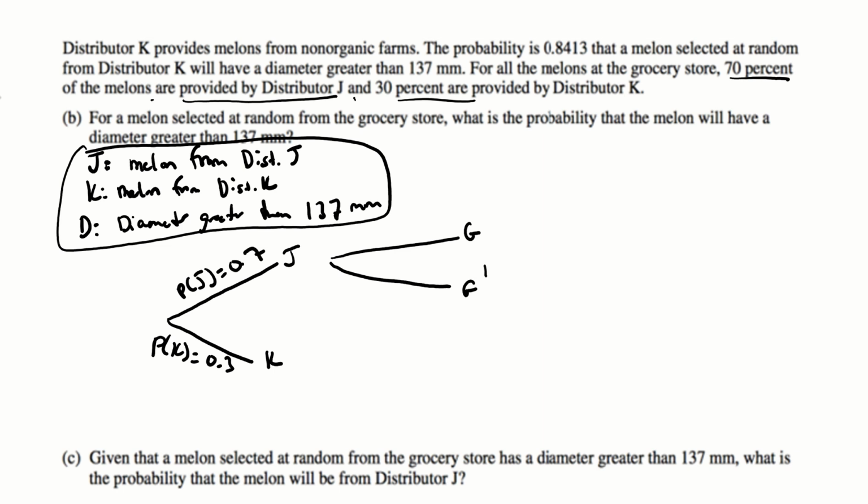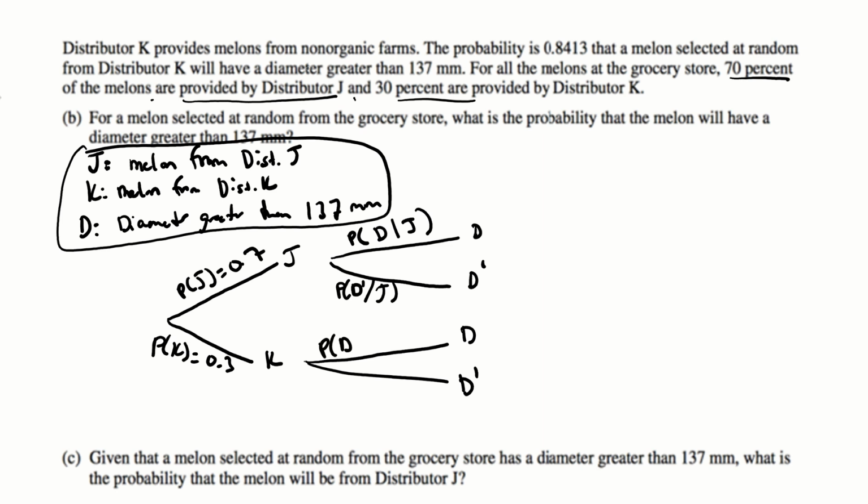And then just put D prime. Or I put D for greater, sorry about that, instead of G for greater. And then D prime. Okay, and this we said was the probability that the diameter is greater than, given that it came from J. And then the probability not, given J, and so on and so forth.